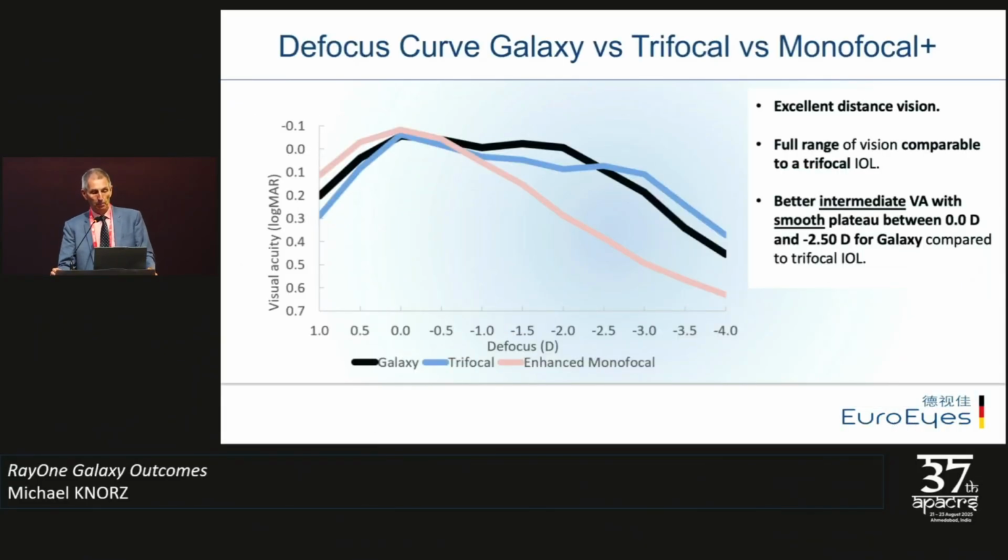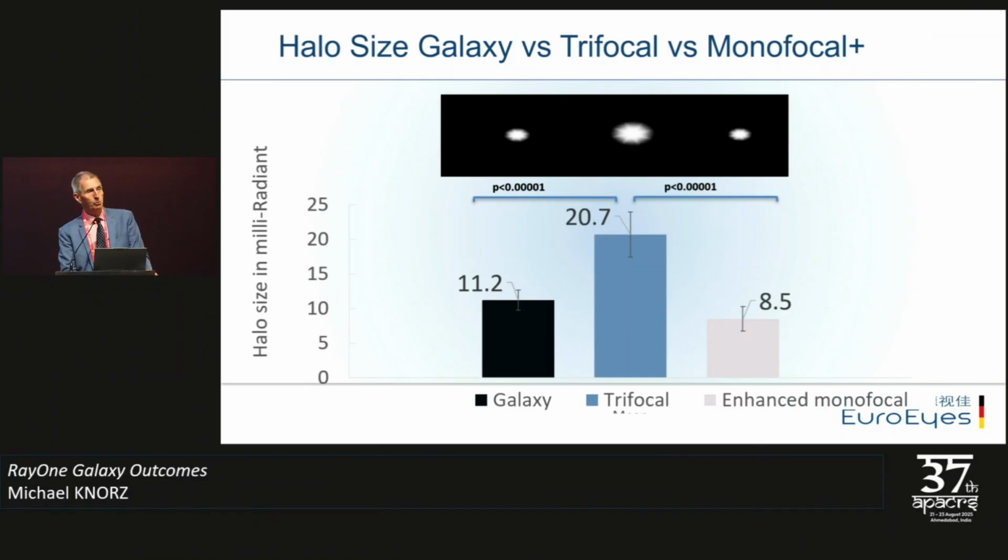And here you see the comparison from the Galaxy in black, trifocal lens, and then enhanced monofocal lens, first regarding the focus curve. And you can see very good performance without the trough in the intermediate distance. Number 2, you can actually compare the halo size. You see here the enhanced monofocal, which gives you the smallest halo, and you see the Galaxy, and there's actually no significant difference.